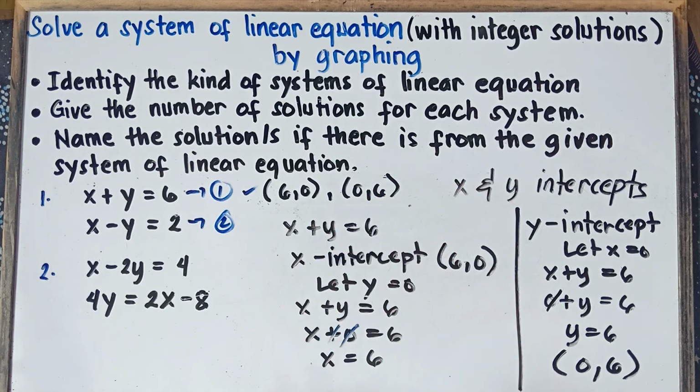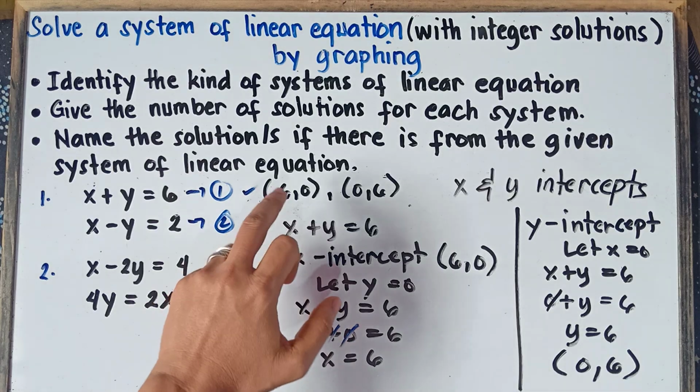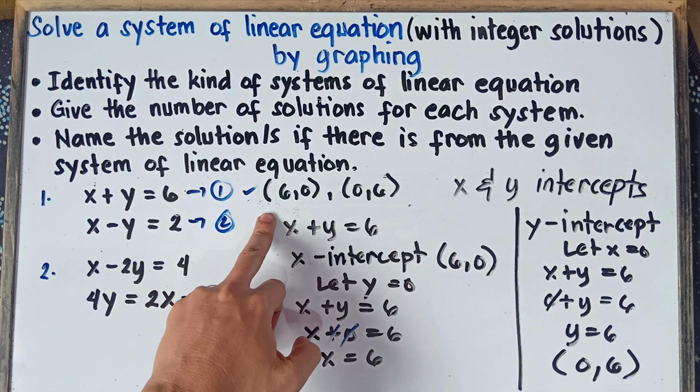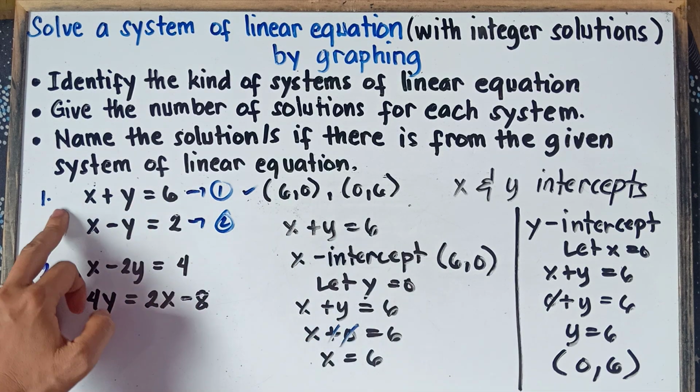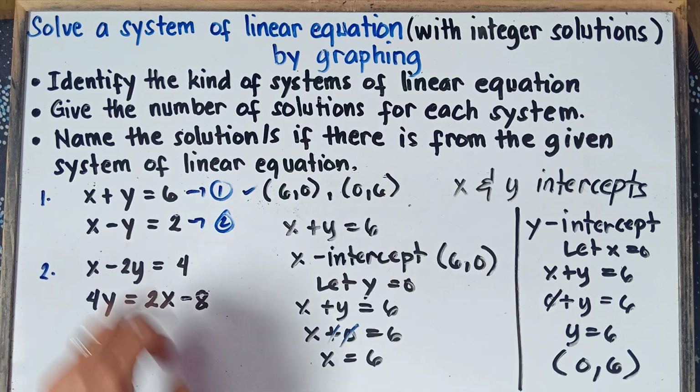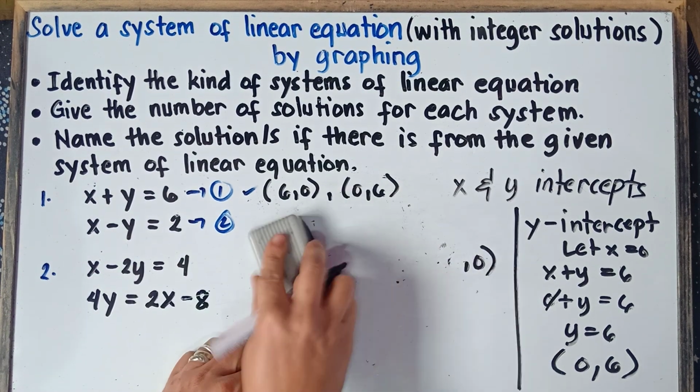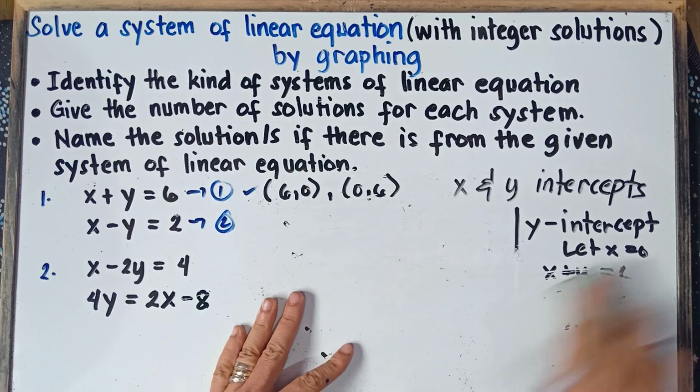We can simply plot this one, class, on the Cartesian plane. Very easy, class, to plot this on the Cartesian plane. So these will be the ordered pairs with regards to our first equation. So let's have our second equation.